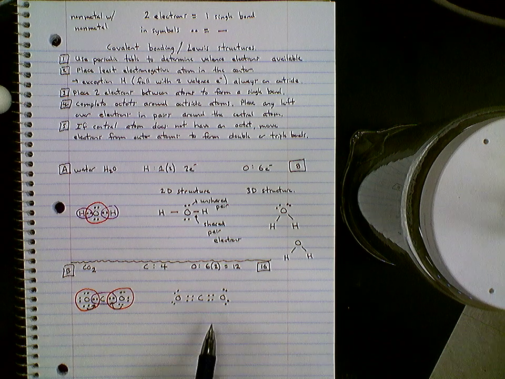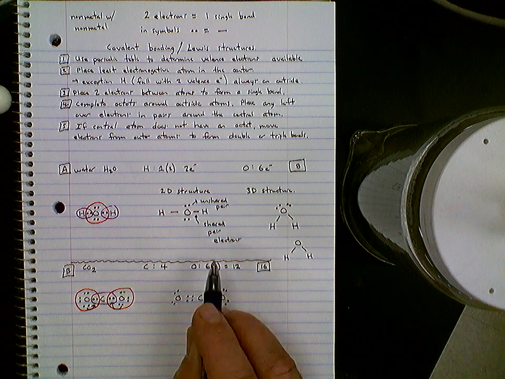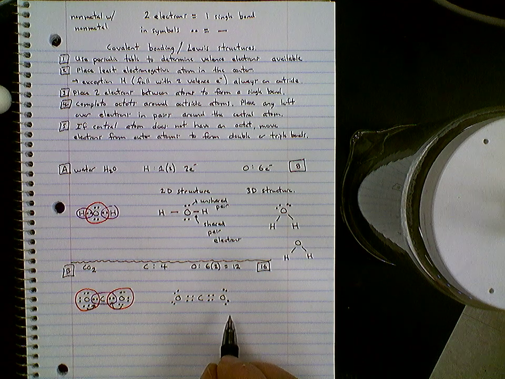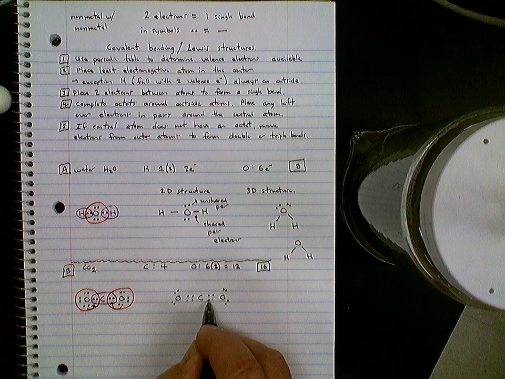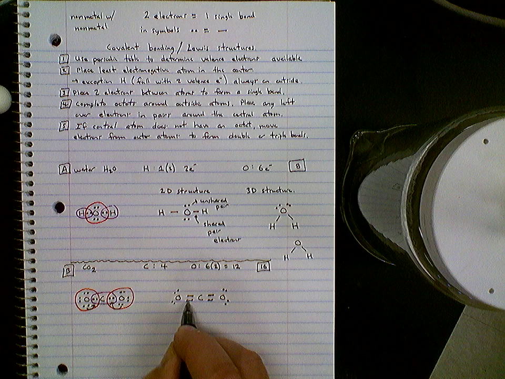The final thing we'll say is we rarely, if ever, show the dots here like this in the middle. Remember that 1 dot is equal to a single bond line, so we're going to show a double bond here, a double bond here, and a double bond here.